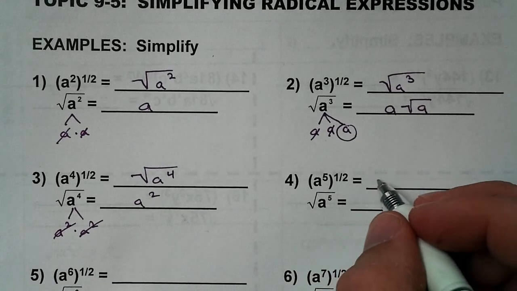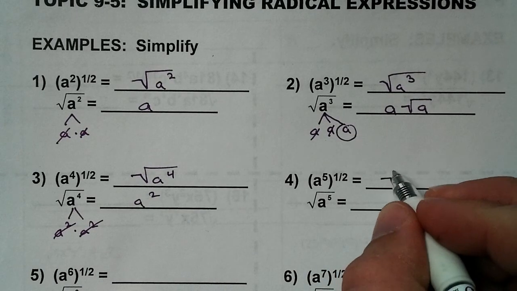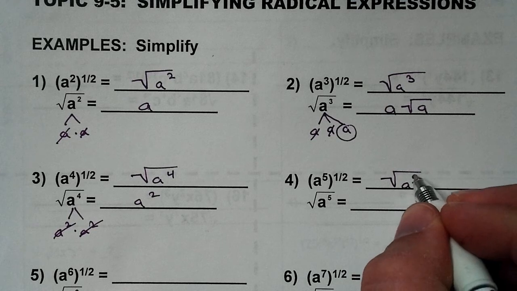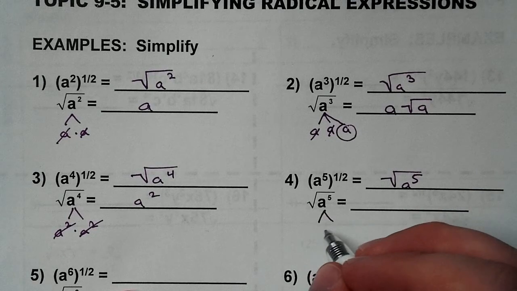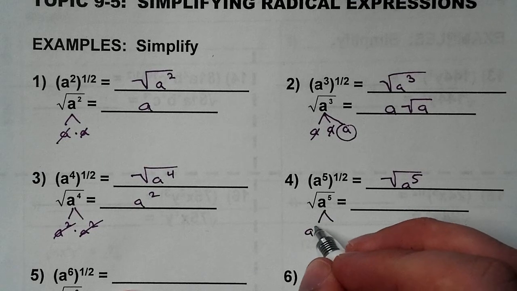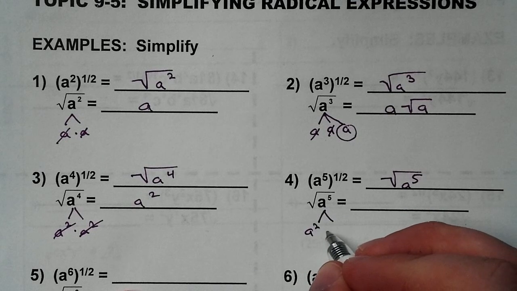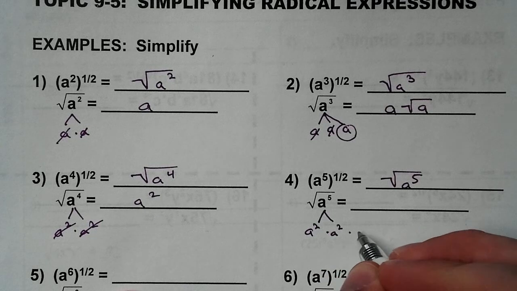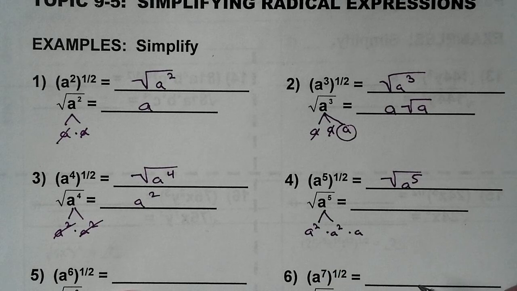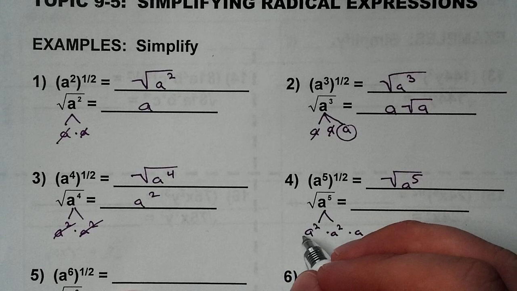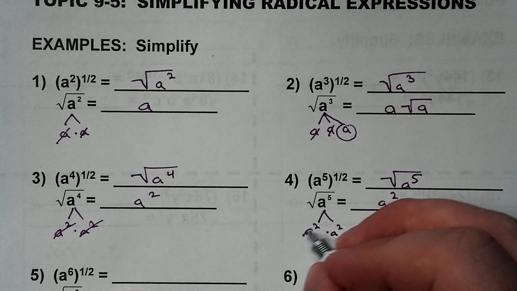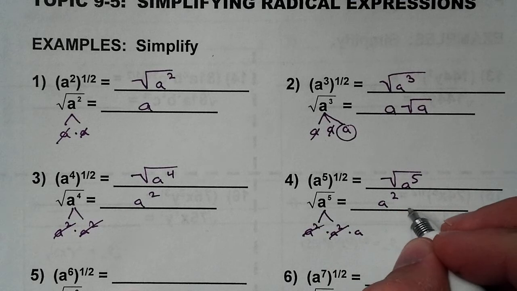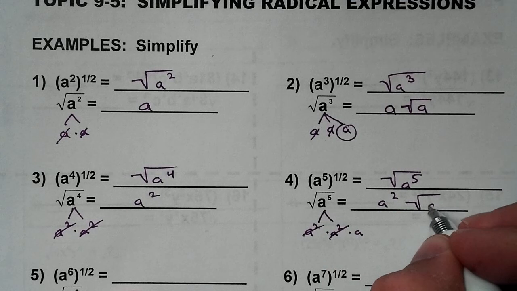Now, if I have a to the 5th raised to the 1/2, that is the square root of a to the 5th. Well, for a to the 5th, that's going to be a squared times a squared times 1 more a left over, right? So for these ones, we'll take the square root of that, so we'll pull out an a squared. Those cancel out. I have an a left over, so I need a square root of a.